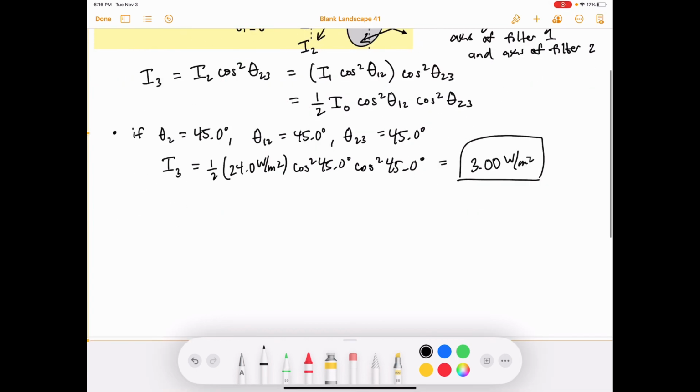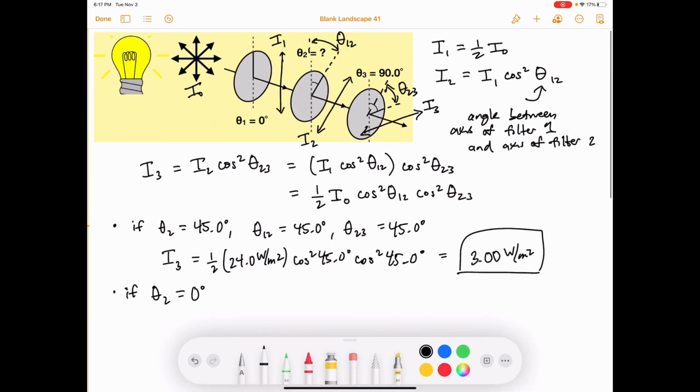Okay, in the second example, we set theta 2 to be 0 degrees. So the second filter is perfectly vertical, just like the first filter, which means theta 1, 2 is going to be equal to 0 degrees. So there's no angle between the first and the second filter, but theta 2, 3 is going to be 90 degrees. And if you remember, cosine of 90 degrees is 0. That automatically gives you 0 transmitted intensity, because we'll have cosine of 90 in the formula.